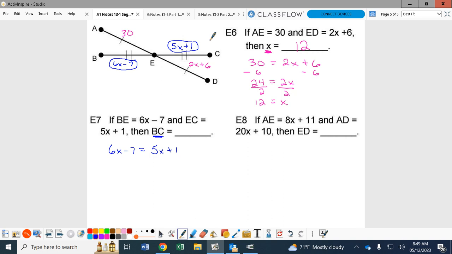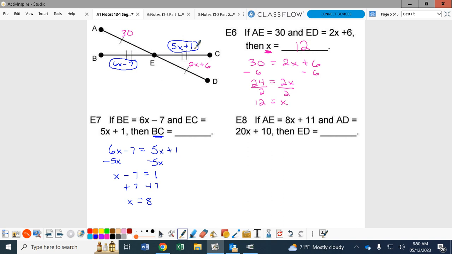When we solve this for x, we're going to solve by subtracting 5x from both sides. It's going to make it x minus 7 equals 1. We're going to add 7 to both sides. That's going to make it x equals 8. But that is not what they asked for. They do not ask us for x. They're actually asking us for the length of this whole thing. So we're going to have to plug it back.